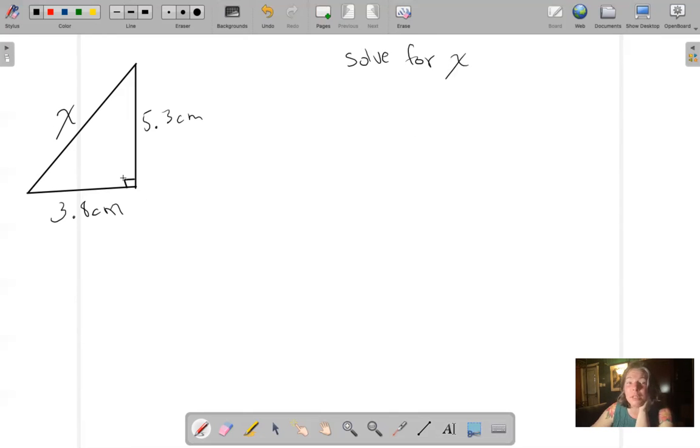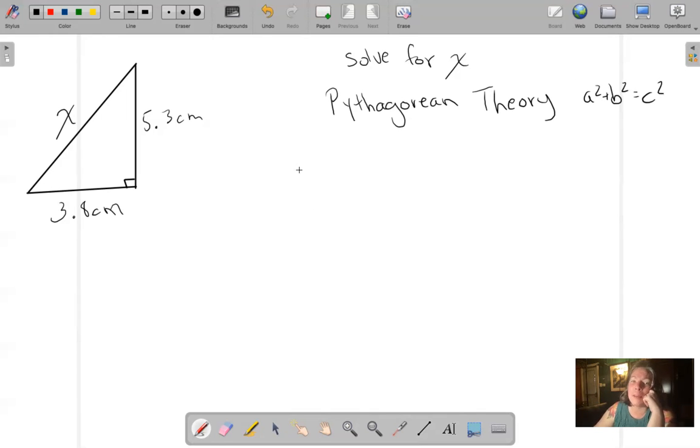Okay, well, look, it's a right triangle. No biggie. I know that in a right triangle, I can use the Pythagorean theorem. And the Pythagorean theorem is a squared plus b squared equals c squared. So I just randomly select them. I'm going to say this is a and this is b and this is c. So 5.3 squared plus 3.8 squared equals c squared.